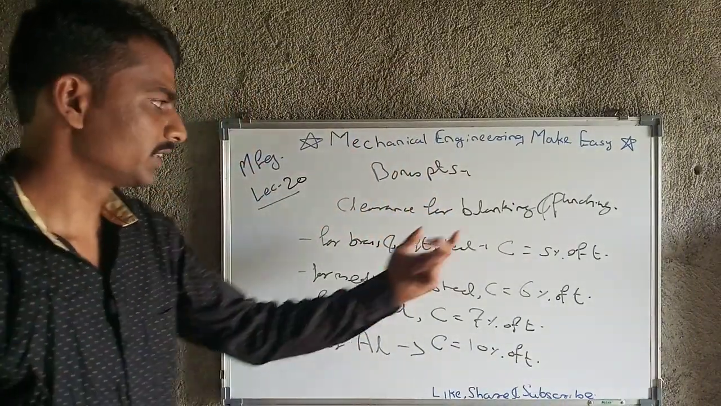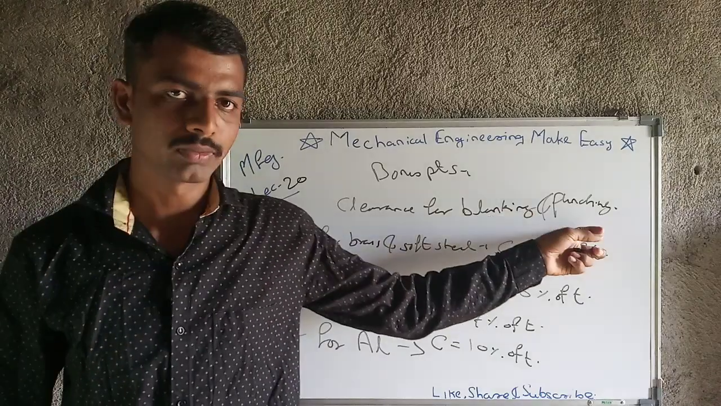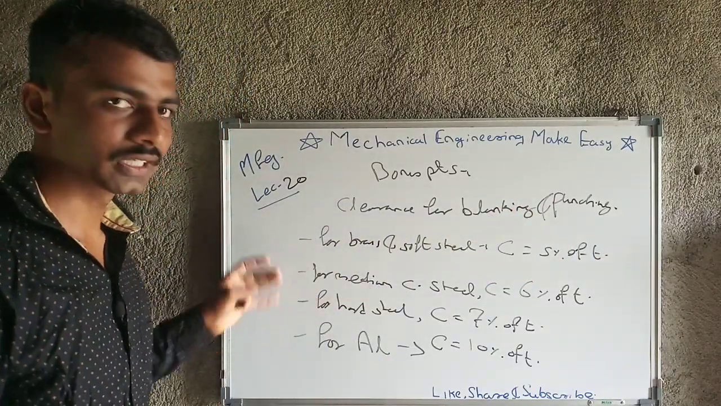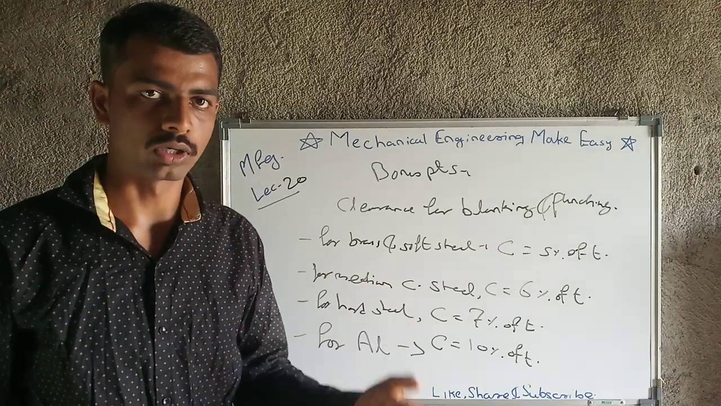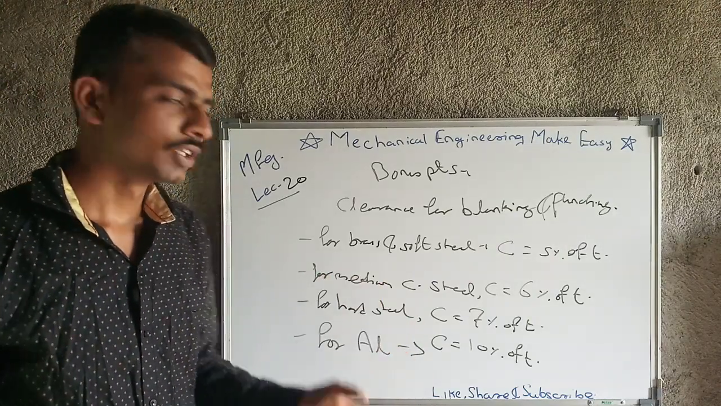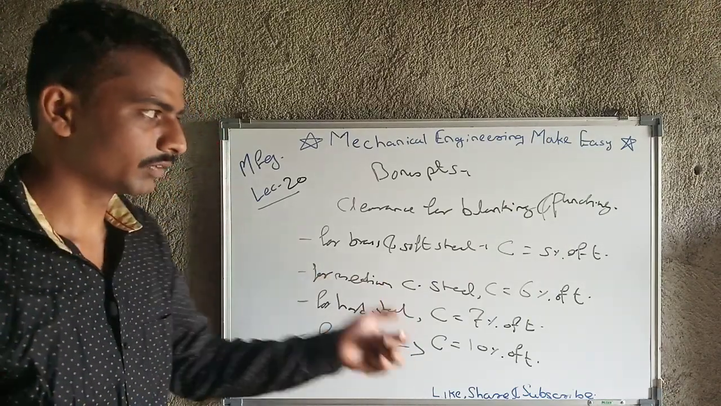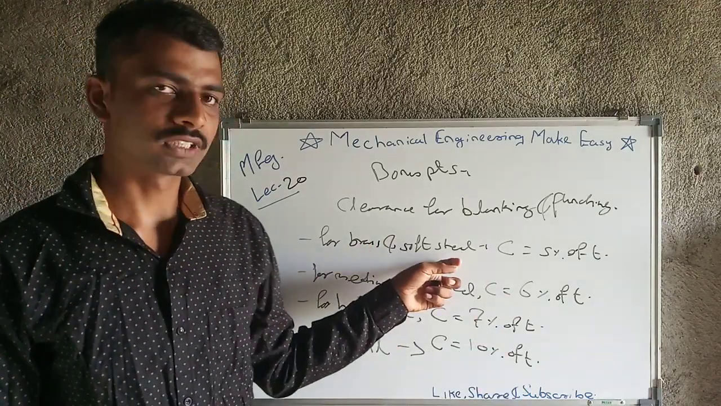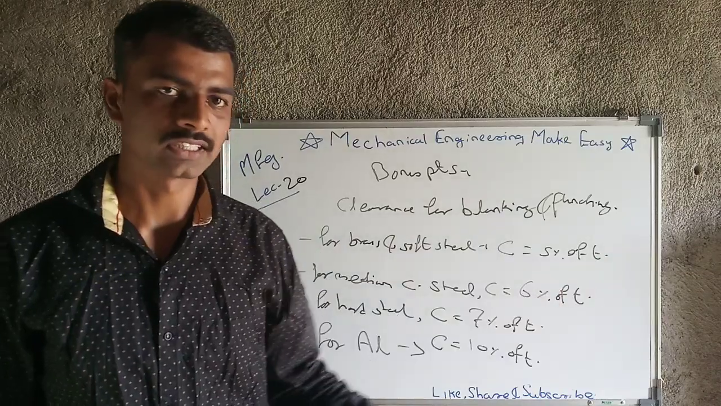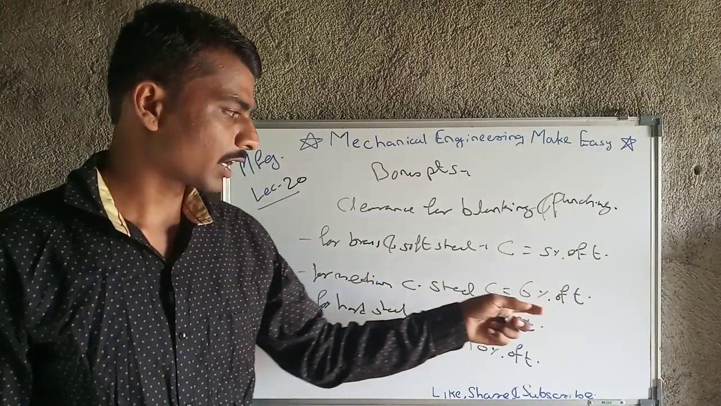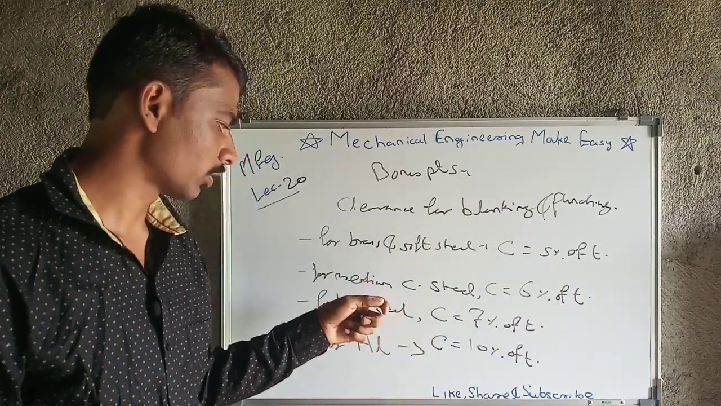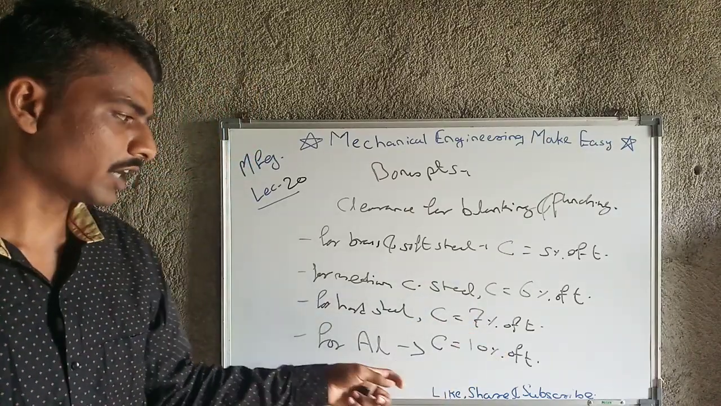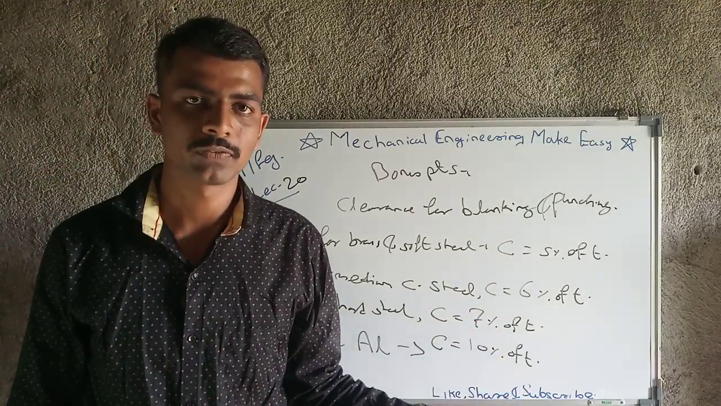So if there is an operation, that is punching or blanking, then we have to consider one clearance for the punch and die design. What is the value of that clearance? That will depend on thickness and material. If the material is brass and soft steel, the clearance will be 5% of thickness. Likewise for medium carbon steel, 6% of thickness. For hard steel, 7% of thickness, and for aluminum, 10% of thickness.